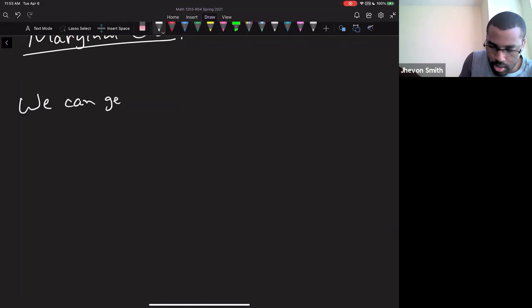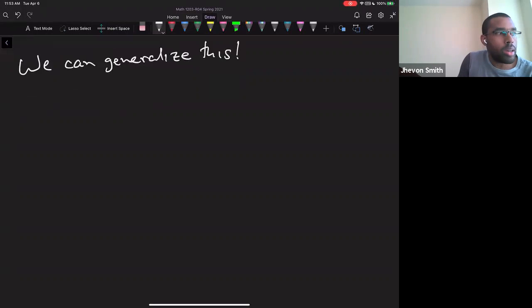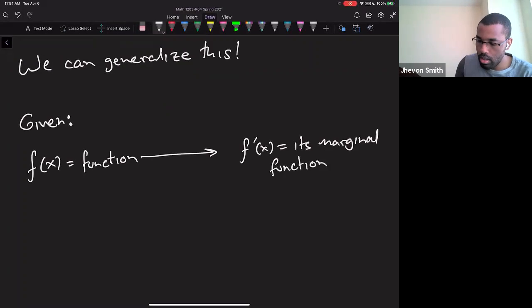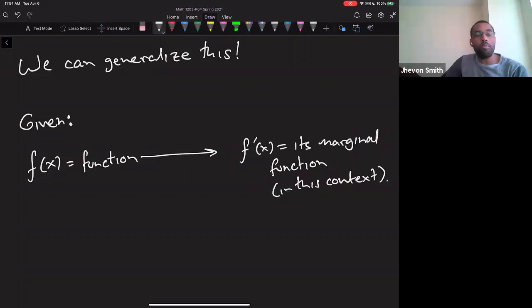We can generalize this. Given, say, f of x, which is some function, then f prime of x is called its marginal function in this context. So you can think of marginal function as a sort of synonym for derivative, right? It's the synonym for derivative when you're in an economics context.